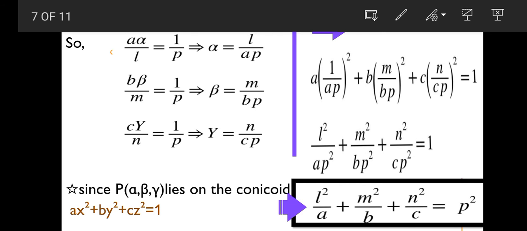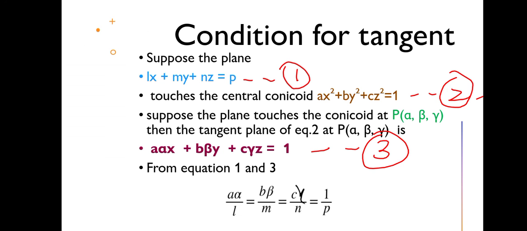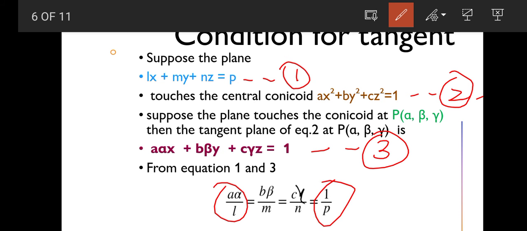So we move towards further calculation. We can find the values of alpha, beta and gamma from this by equating a alpha upon l to 1 upon p, b beta upon m to 1 upon p, and c gamma upon n to 1 upon p. As you can see in the previous equation, a alpha upon l is equal to b beta upon m is equal to c gamma upon n is equal to 1 upon p. So by separately equating these three to 1 upon p, we can get the values of alpha, beta and gamma.